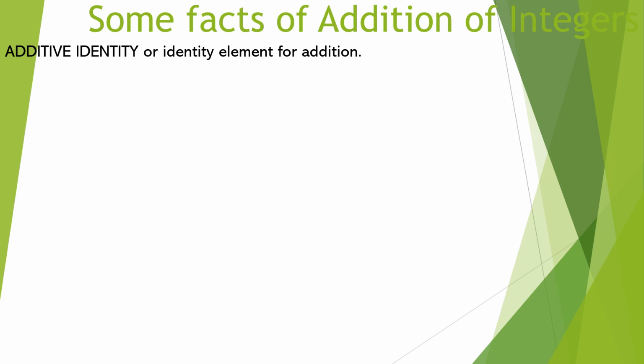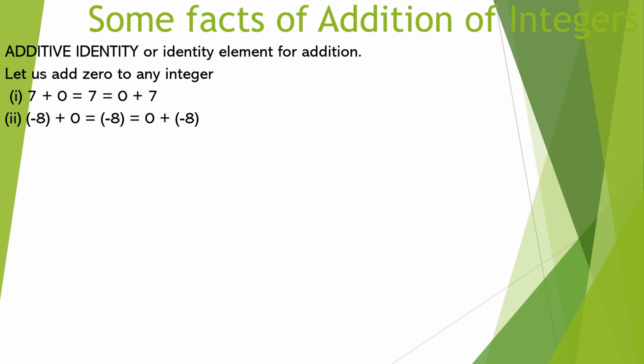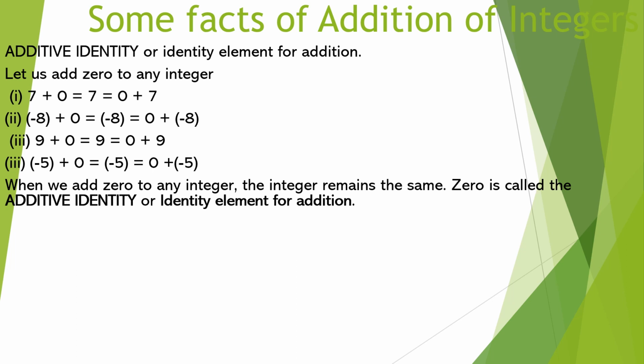Additive identity, or identity element for addition. Let us add 0 to any integer. 7 plus 0 is equal to 7. Minus 8 plus 0 is equal to minus 8. 9 plus 0 is equal to 9. Minus 5 plus 0 is equal to minus 5. When we add 0 to any integer, the integer remains the same. 0 is called the additive identity or identity element for addition.